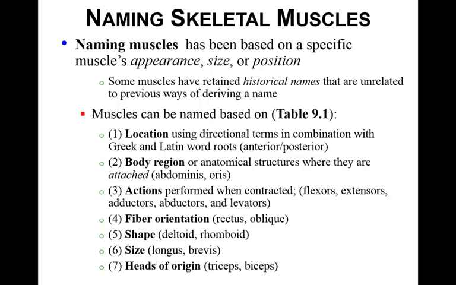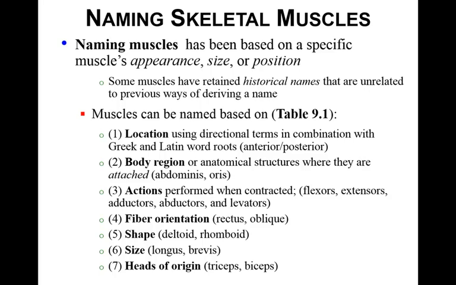The second one's body region. All right, the anatomical structure where they're attached, abdominis, oris. Those are usually really easy muscles to remember where they are when they're named after their body region. They could be named after their action, whatever they do when they're contracted. Flexors, extensors, adductors, abductors, levators, all those are named after their action. They could also be named after their fiber orientation, rectus or oblique. You know, oblique was that diagonal shape.